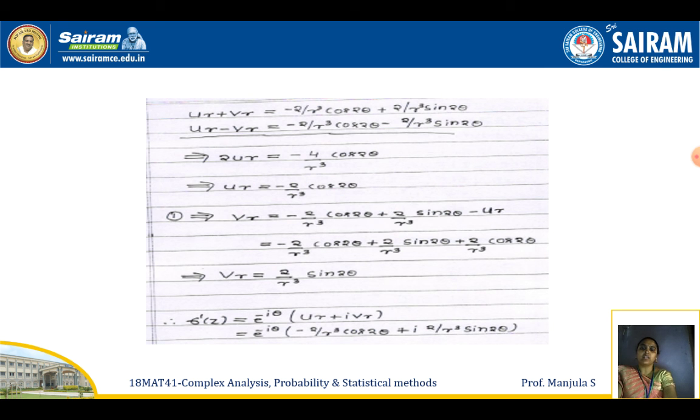Now we can solve equations 1 and 3, so that we get the value of 2 into ur. So this becomes 2 equations and 2 unknowns, and easily we can find the solution of those 2 unknowns. That is, 2 into ur can be written as minus 4 by r cube into cos 2 theta. The 2s will get cancelled, so ur can be written as minus 2 by r cube into cos 2 theta, and for vr, in that equation you just substitute the solution of ur. On simplification we can write vr as 2 by r cube into sin 2 theta.